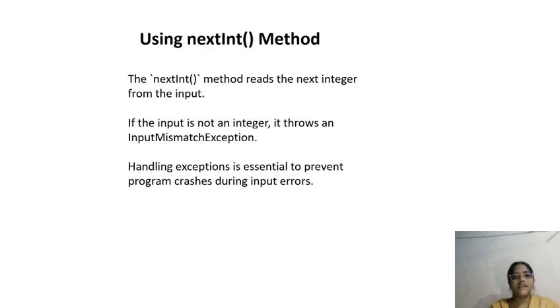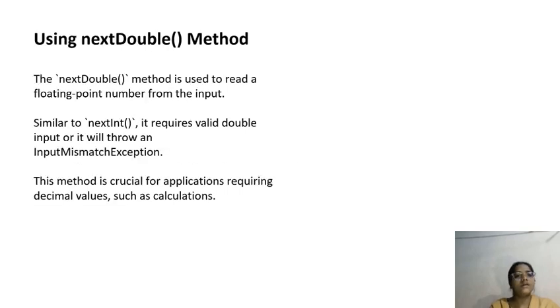Next, using the nextInt method. The nextInt method reads the next integer from the input. If the input is not an integer, it throws an InputMismatchException. Handling exceptions is essential to prevent program crashes during input errors. Using the nextDouble method. The nextDouble method is used to read a floating point number from the input. Similar to nextInt, it requires a valid double input or it will throw an InputMismatchException. This method is crucial for applications requiring decimal values, such as calculations.